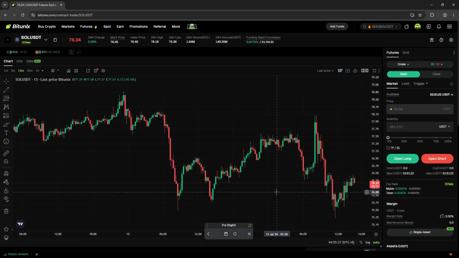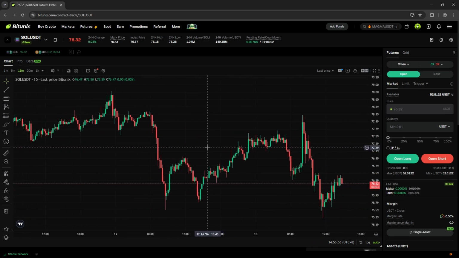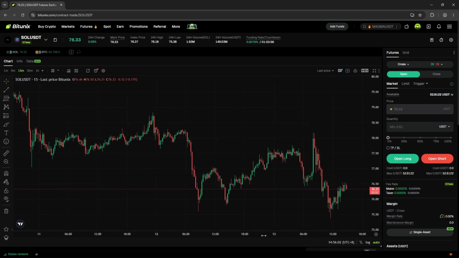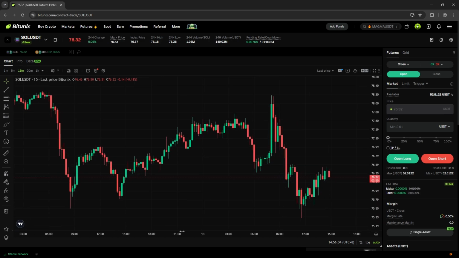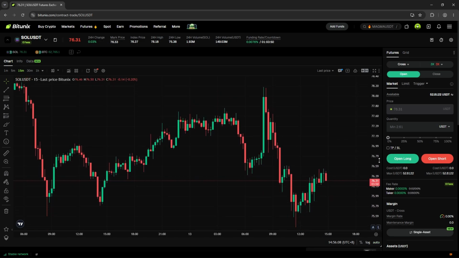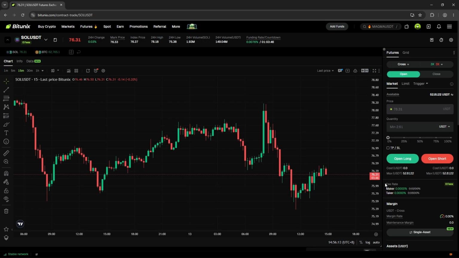You can move the chart by clicking and holding your mouse anywhere on the screen and moving it in the desired direction. When you click and hold your mouse on the time below, you can zoom in and zoom out horizontally, and when you do the same on the right side where the price is, you can zoom in and zoom out vertically.